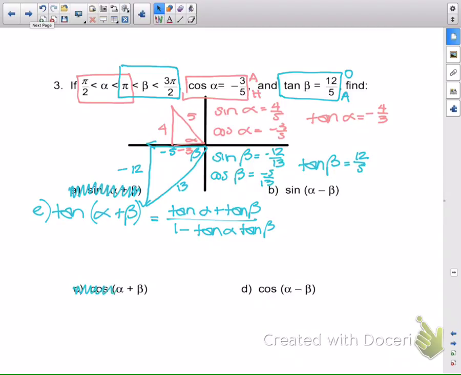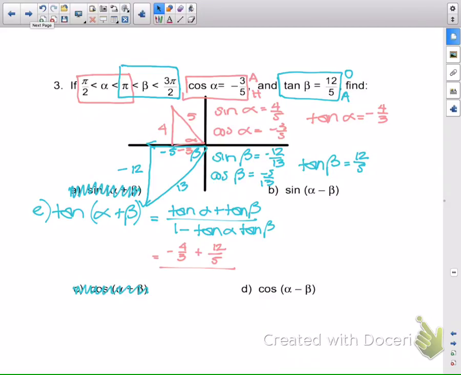After I get that piece of information, all I have to do is plug in what I know. So according to what we've written up there, what is the tangent of alpha? Negative 4 over 3 from the first triangle. Plus, what's tangent of beta? 12 over 5 over. It's not negative because it's a negative over a negative, which makes a positive.